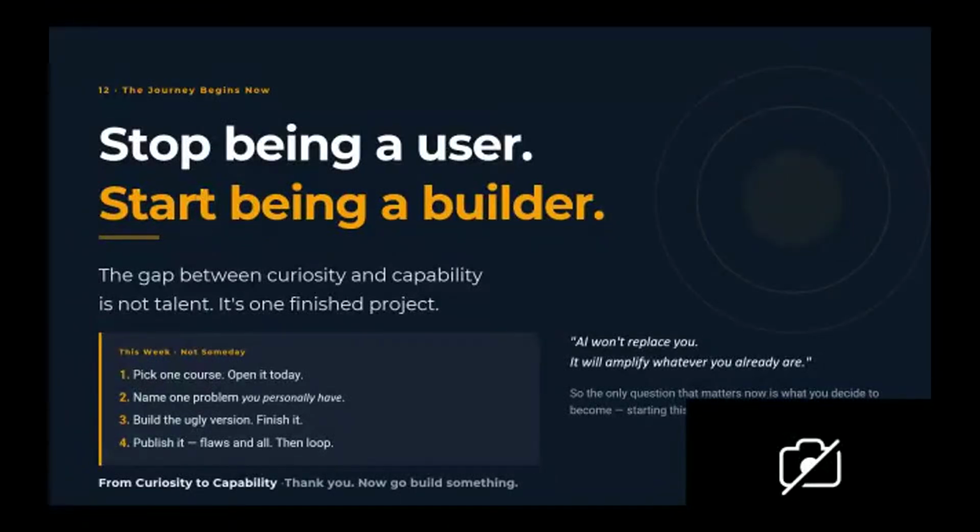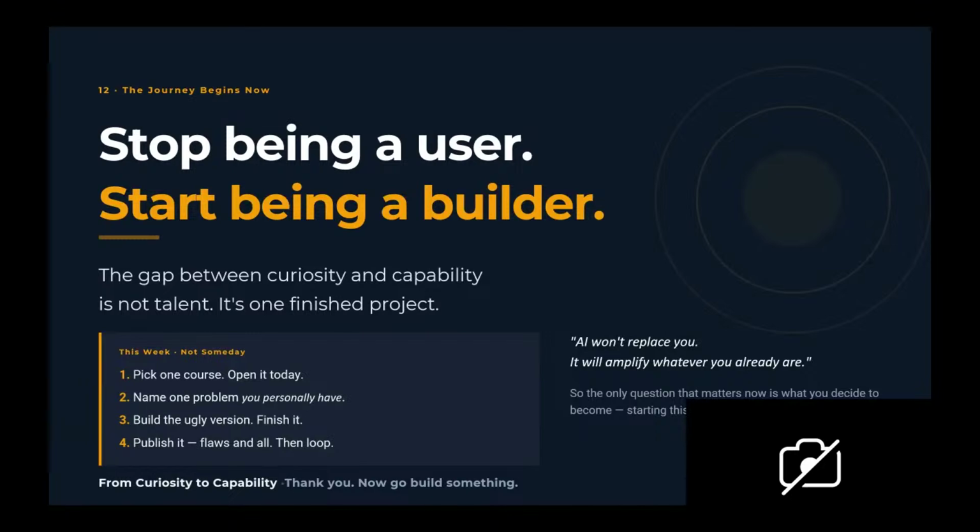The gap between curiosity and capability is not talent, it's just finishing a project completely. A project that relates to a problem statement you have offhand. Try to pick one and close it out. Once you have closed it out, share with people. You can put it up on LinkedIn. Just pick one course today, name one problem you personally have, and try to solve it. It doesn't have to be fanciful or very good. It could look ugly, but ensure it is finished, ensure it has solved something, and publish it. Then you repeat again.